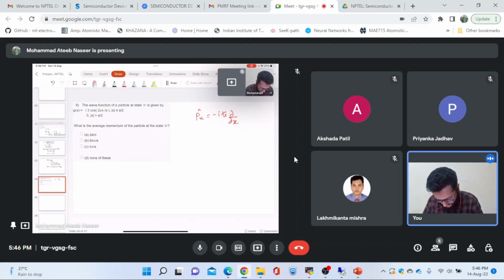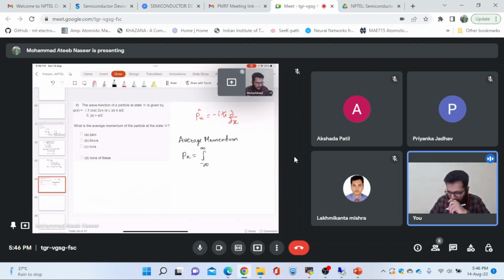So the average momentum will simply be equal to the integral of psi star p of x psi dx between the limits minus infinity to infinity, where p of x is the momentum operator. They are normalized. So this will be the average momentum, and this average is denoted by these kind of brackets.